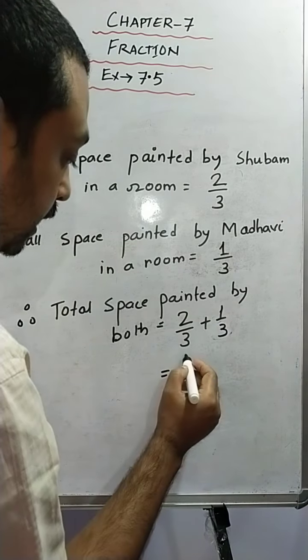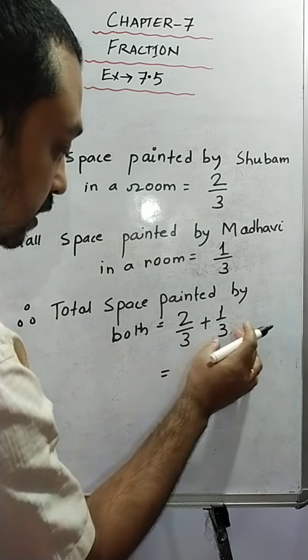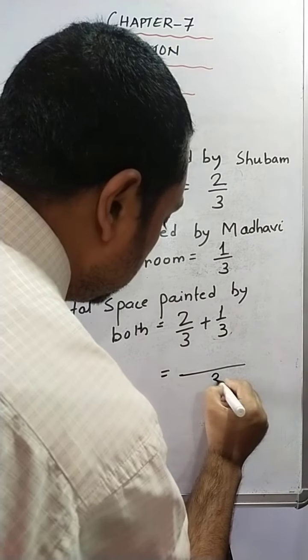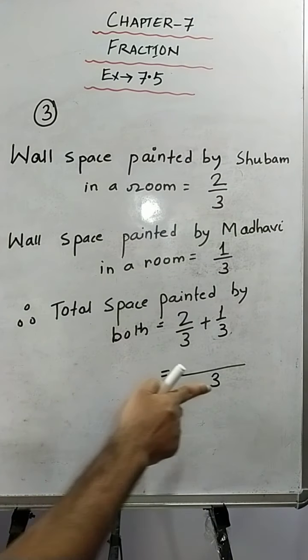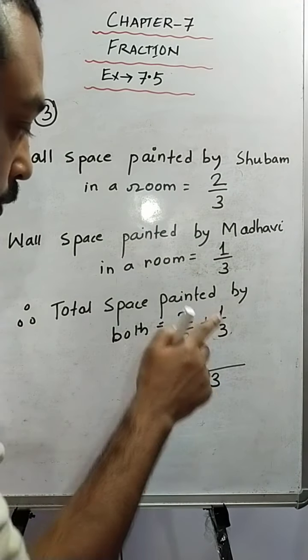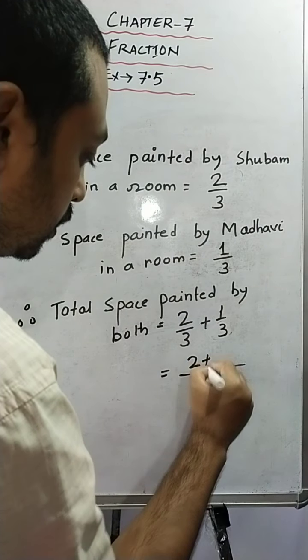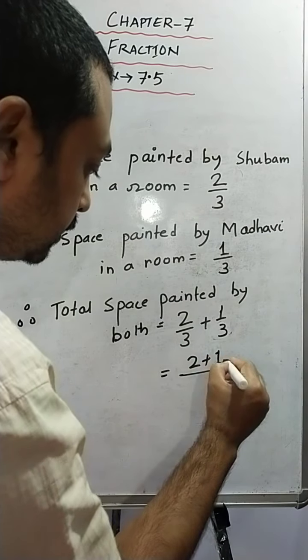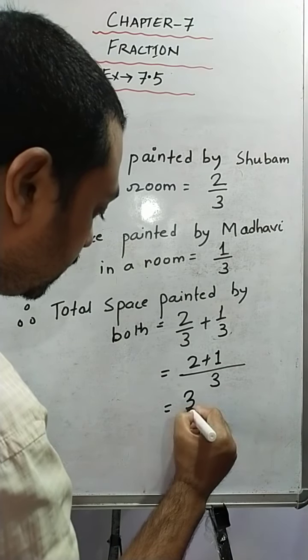So what will be the LCM? These two fractions have the same denominators, isn't it? So we'll have the same denominator, 3. So 3 divided by 3 is 1, 1 into 2 is 2. 3 divided by 3 is 1, 1 into 1 is 1. So we'll have the answer as 3 by 3.